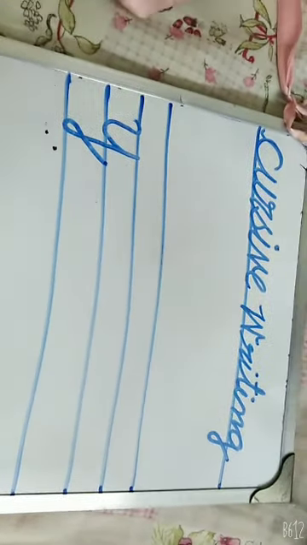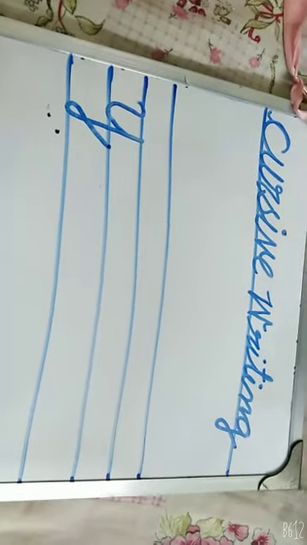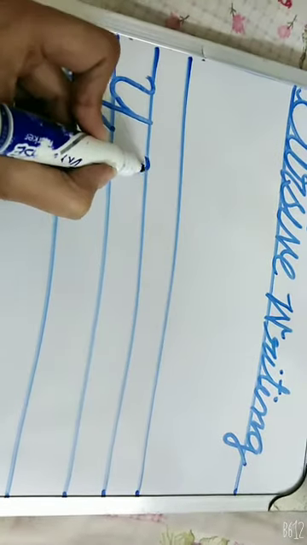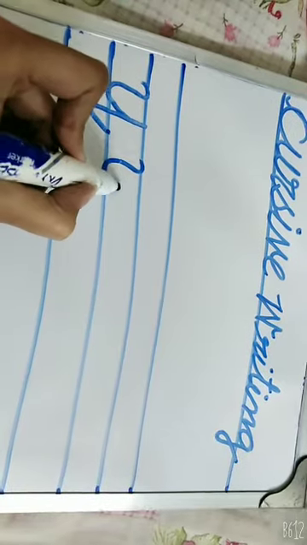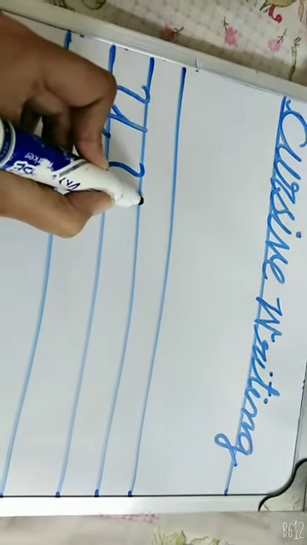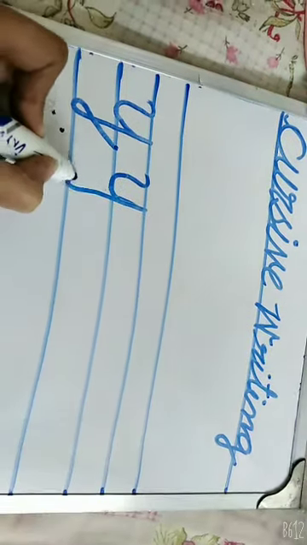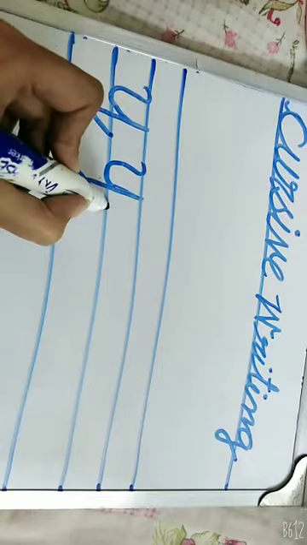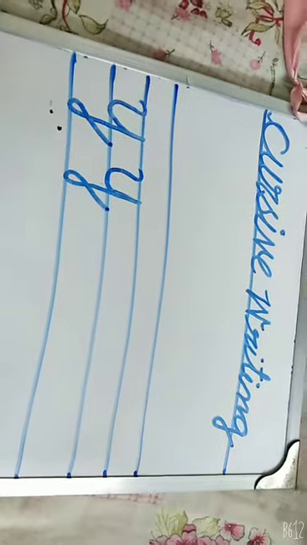Okay, once again I'm going to write lowercase character Y. Put your marker near to second line, make curve here, touch the third line. Now come back on second line. Now straightly come down on fourth line, make loop here. Now move your marker upward on third line. Now pick up your marker. These are lowercase characters Y.